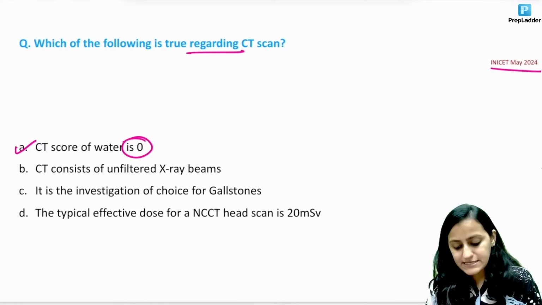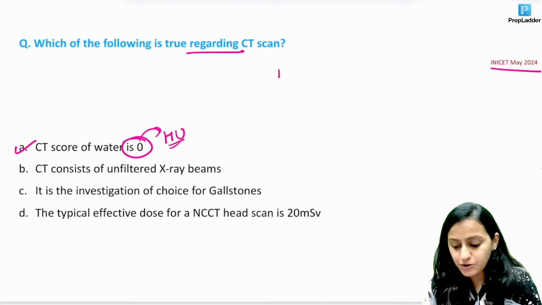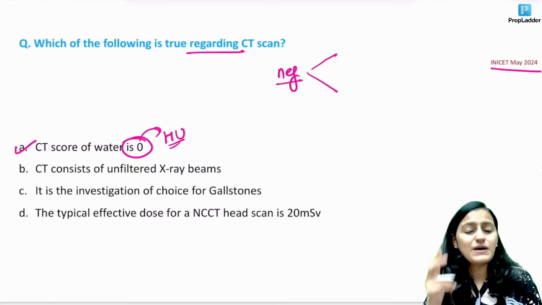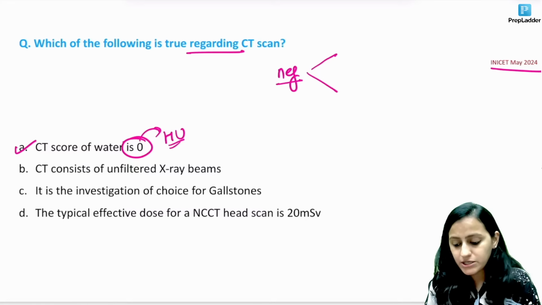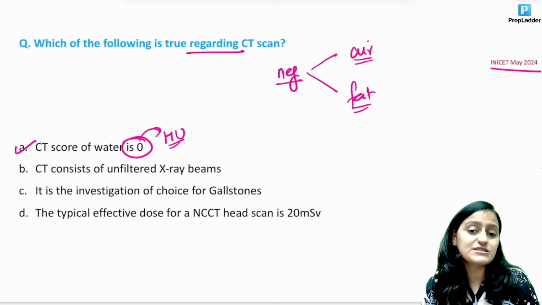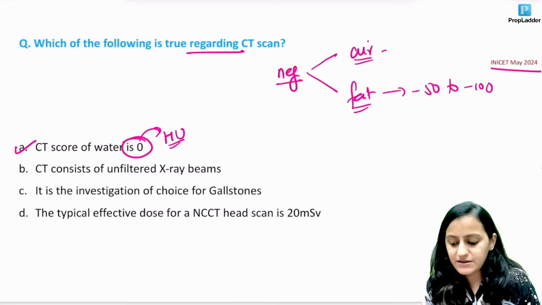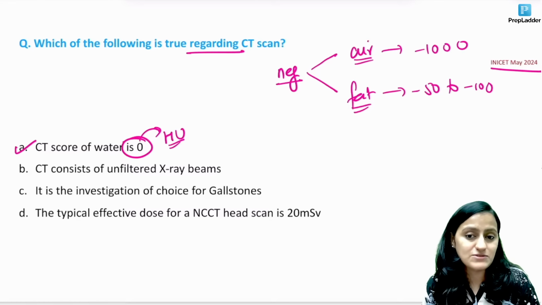Remember, in CT, you have the concept of HU value, and water is something which has HU value of 0. What has negative HU value? The two substances which have negative HU value, which are less dense than water. Remember, it is air and fat. These are the two substances which have negative HU value. Fat being minus 50 to minus 100, and air is minus 1000.